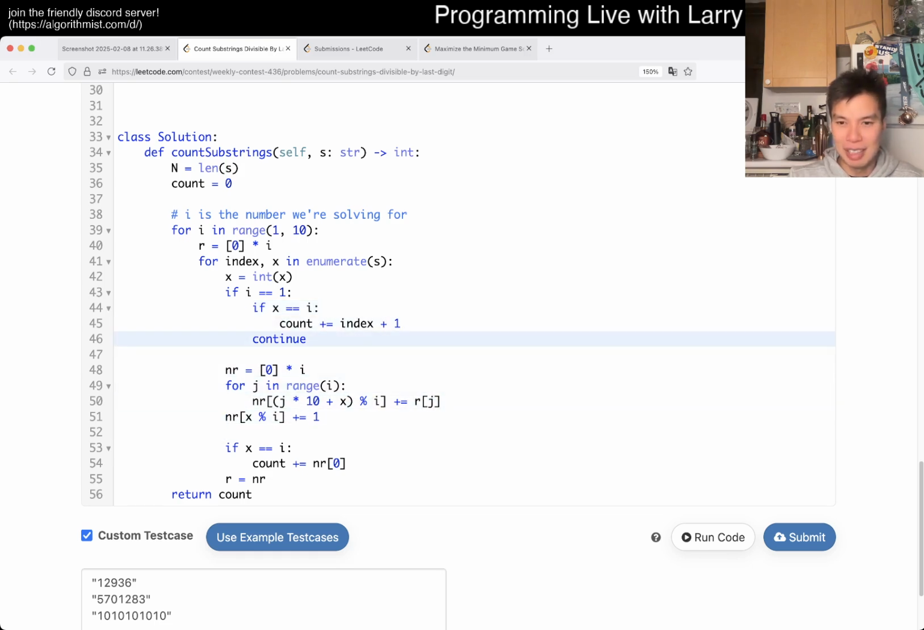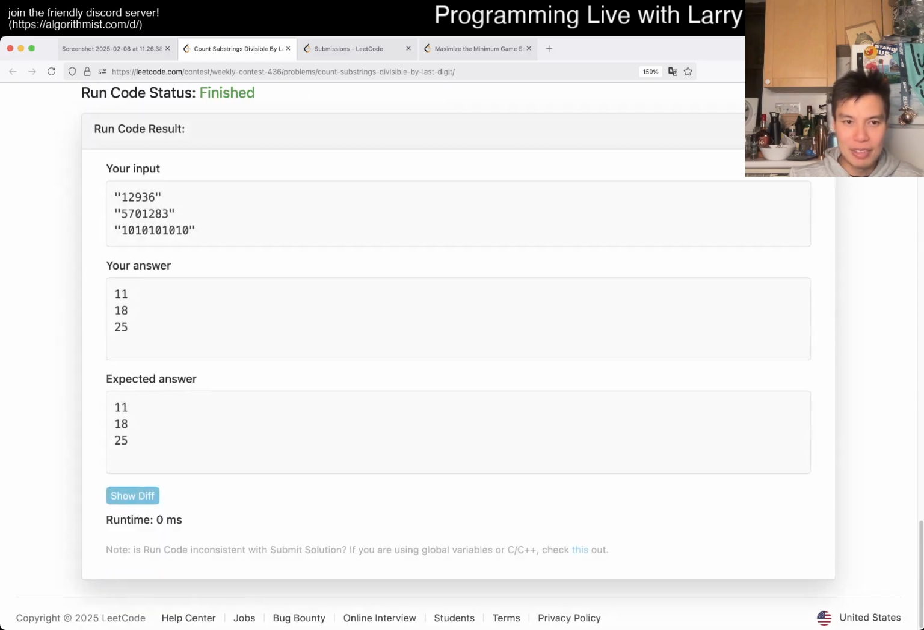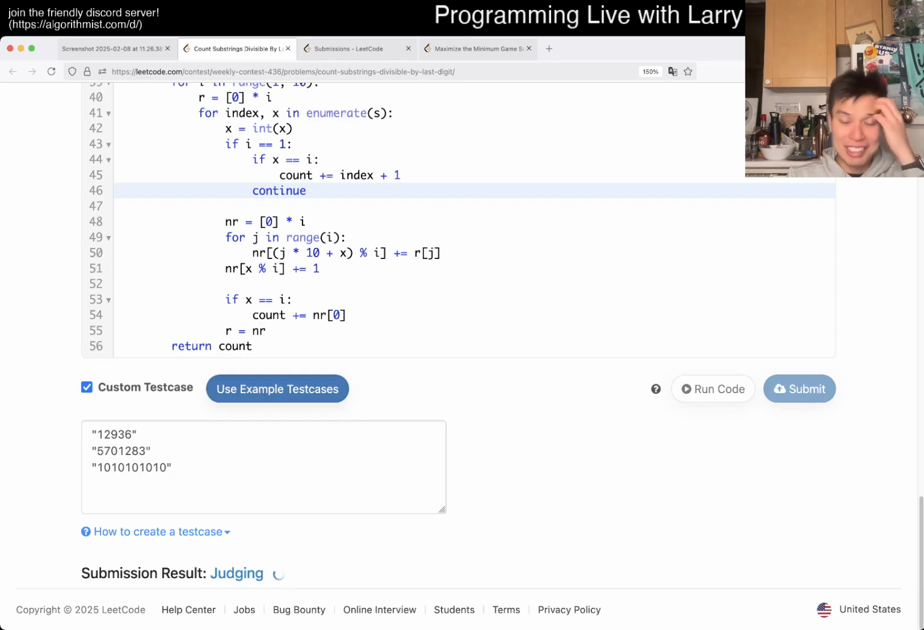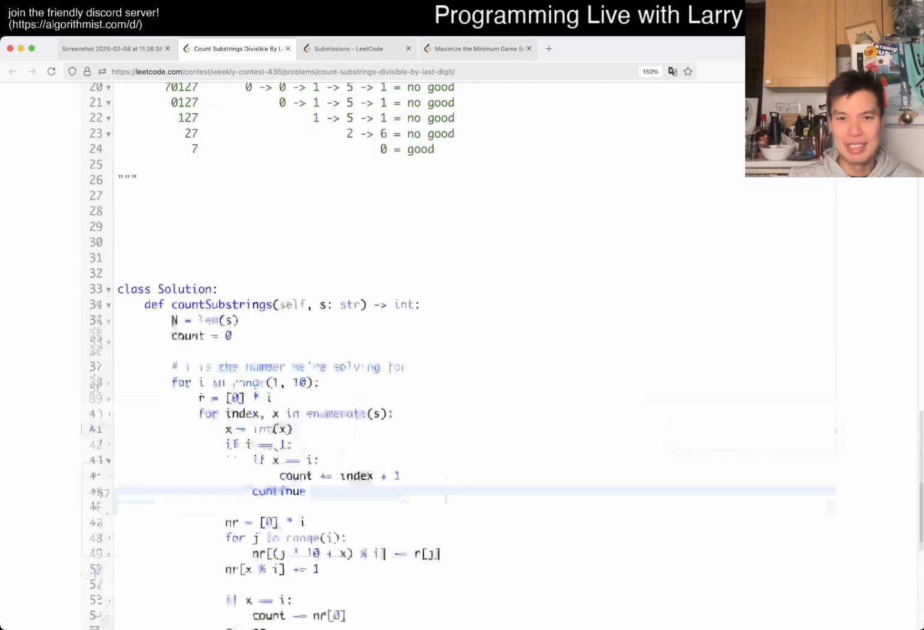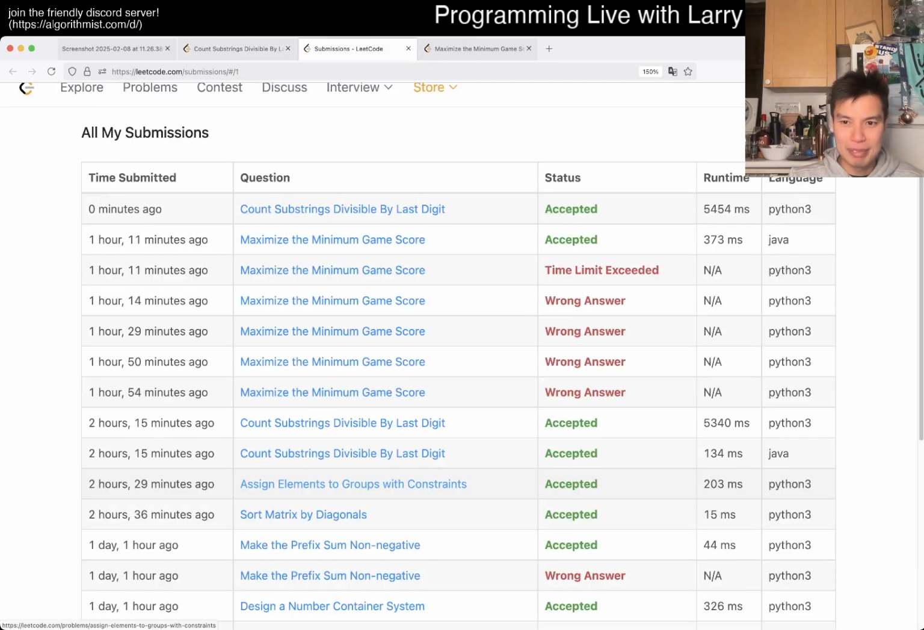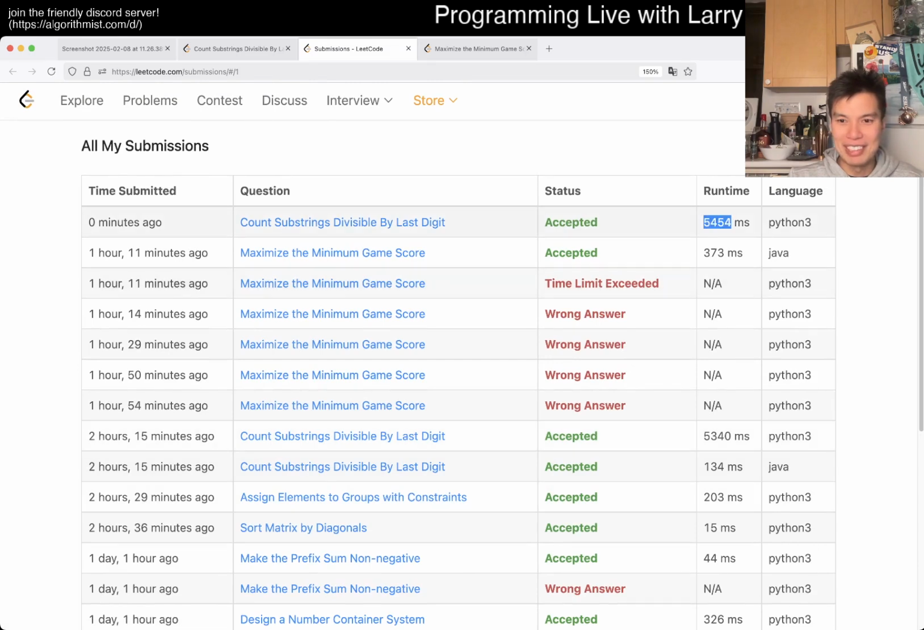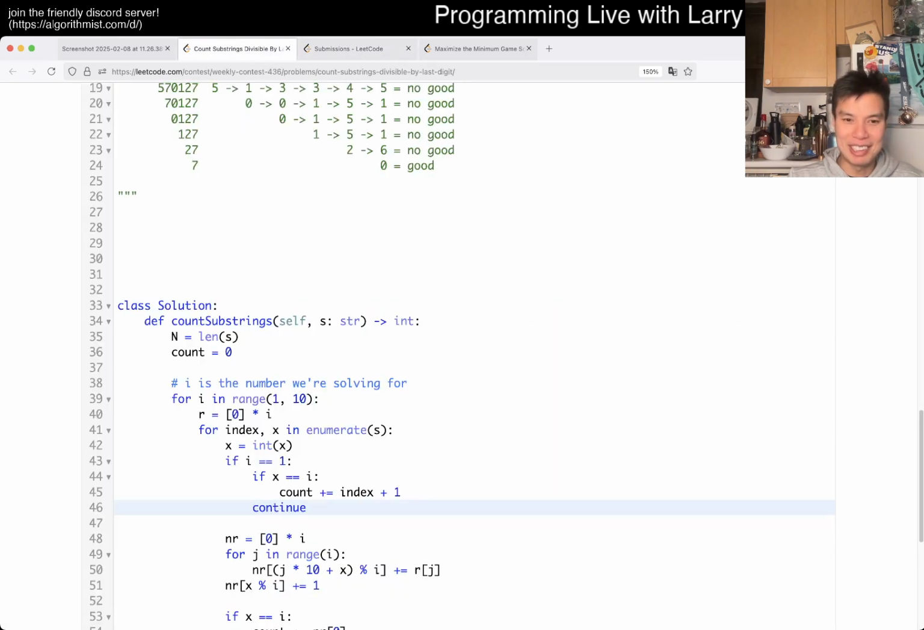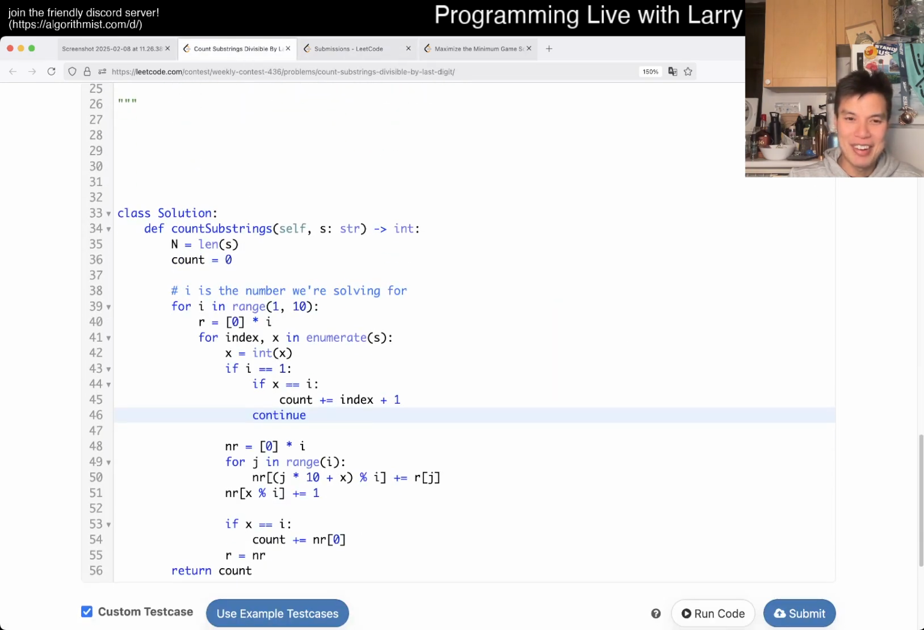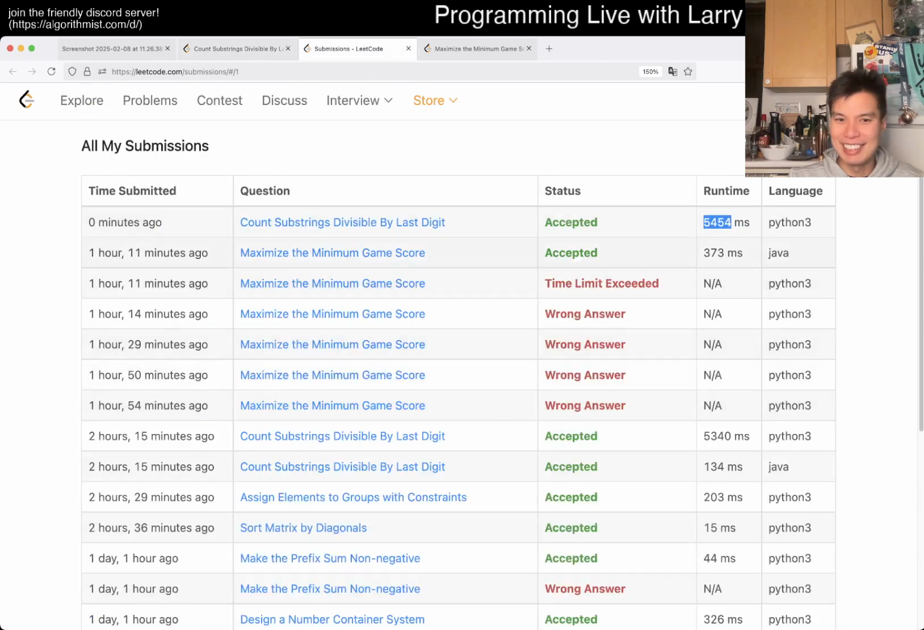Let's take a look to make sure that is right first before I say anything. But it should be at least faster, right? So yeah. Oh, huh. Apparently not that much. Maybe I is equal to 1 doesn't come up that much. That's actually surprising that it doesn't save that much time.